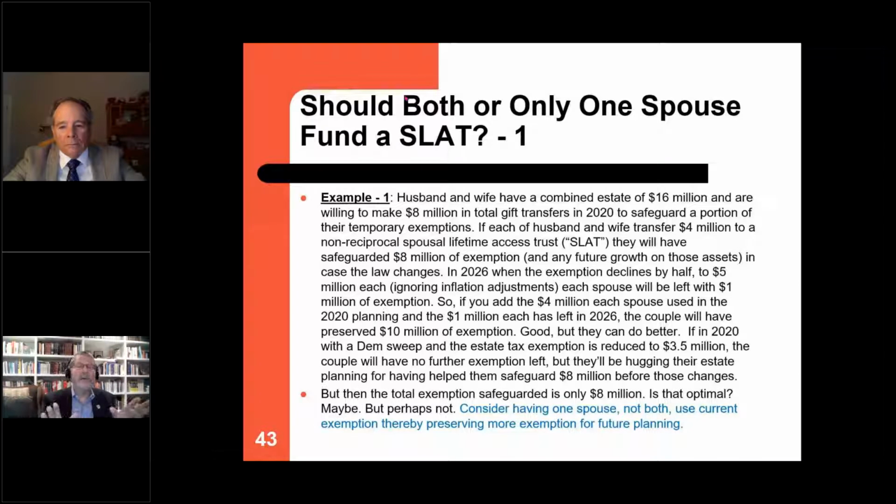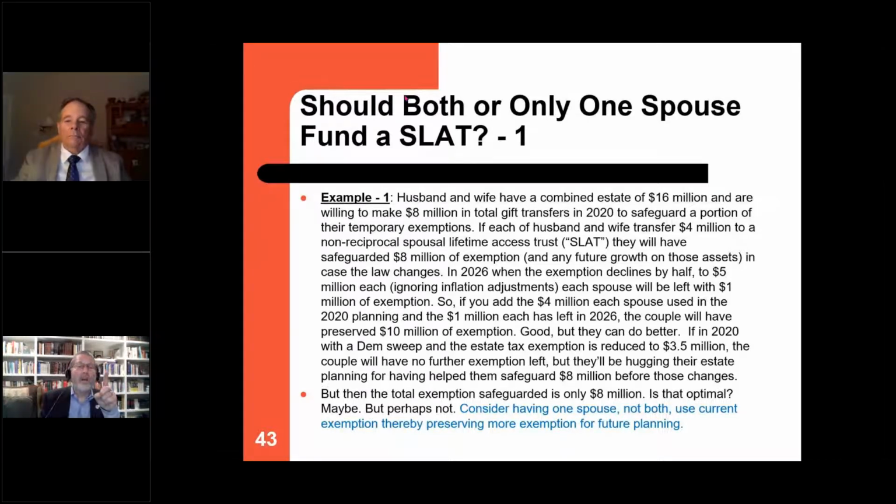Great plan. No fault with that. But if the goal is really to use exemption, and the exemption is going to get cut in half and the bonus exemption is going to disappear in 2026, barring a change in Congress, and we can't predict that, we can only work with what we know. If they have 4 million or 5 million in each SLAT, they've accomplished nothing, because the exemption comes down to 6. They each get 1 or 2 million of exemption left. They've safeguarded nothing extra. They haven't safeguarded a nickel of bonus exemption.